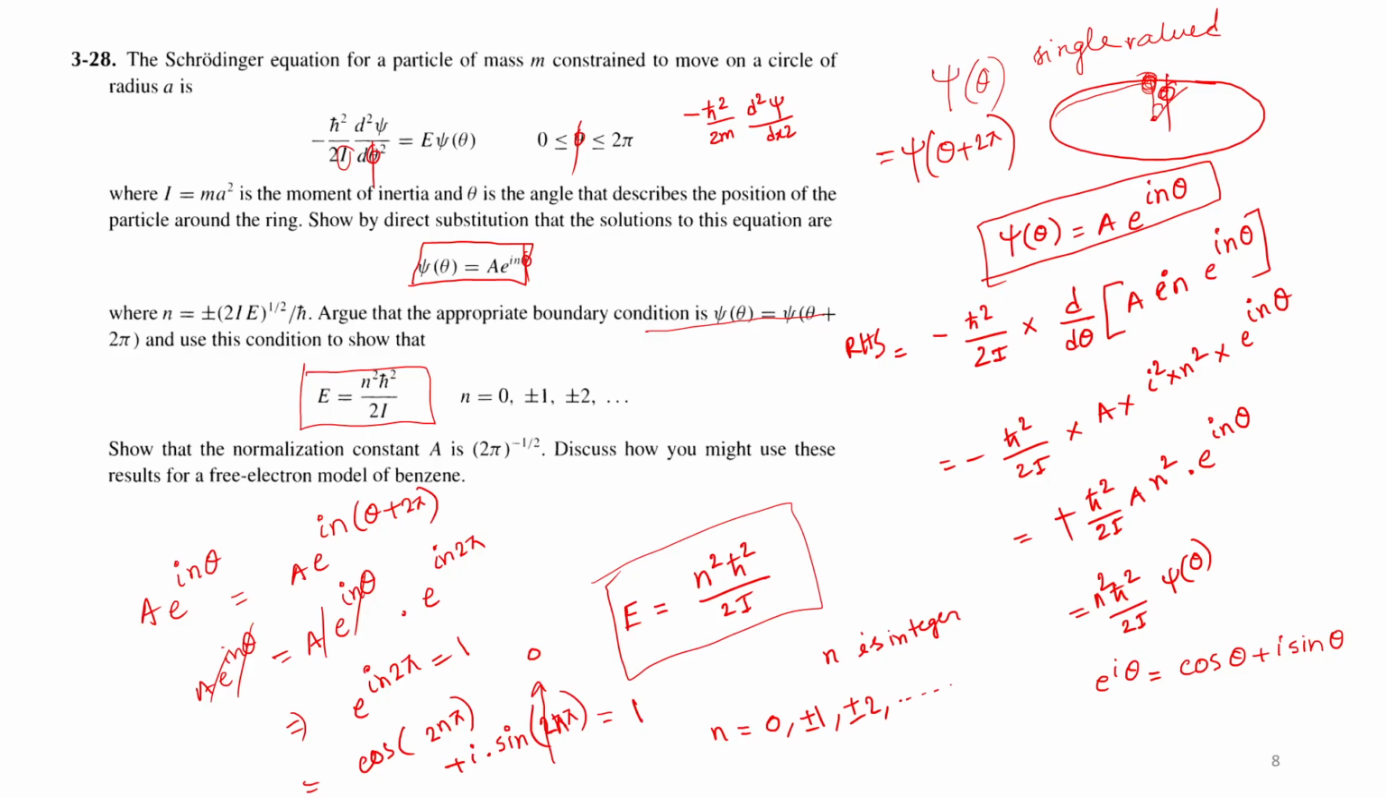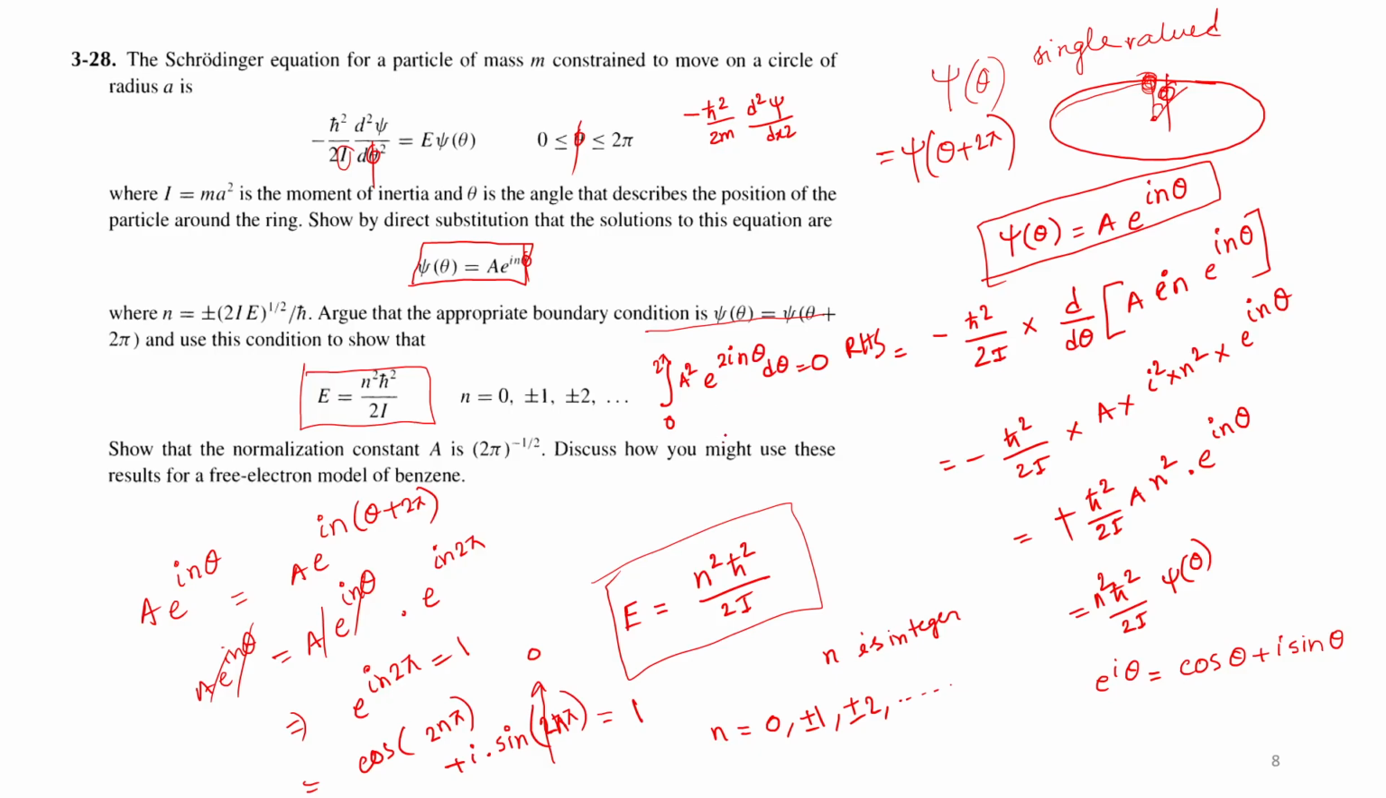And the last thing they want us to do is show that the normalization constant is 2 pi to the power minus half. How can we do that? We have to do the integral from 0 to 2 pi of A square e to the power 2 i n theta d theta equal to 0.